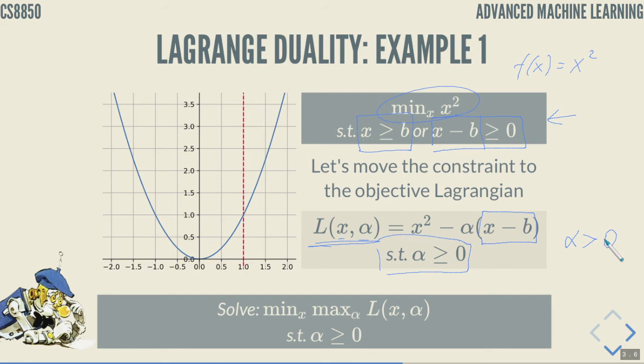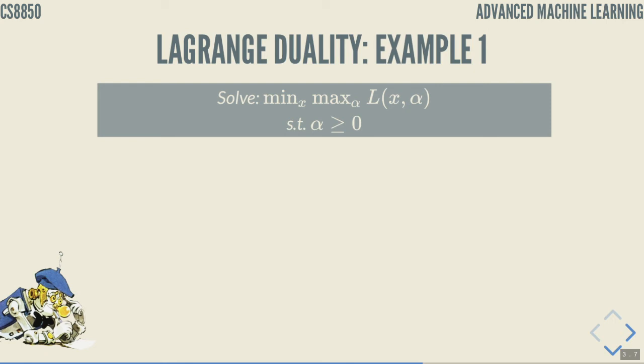So for this case, we're minimizing for x and maximizing for lambda, such that lambda is greater than 0. And let's solve. Here, we don't know what b is. We don't care what b is. Can we just use KKT conditions and arrive at something sensible? So how do we do that?